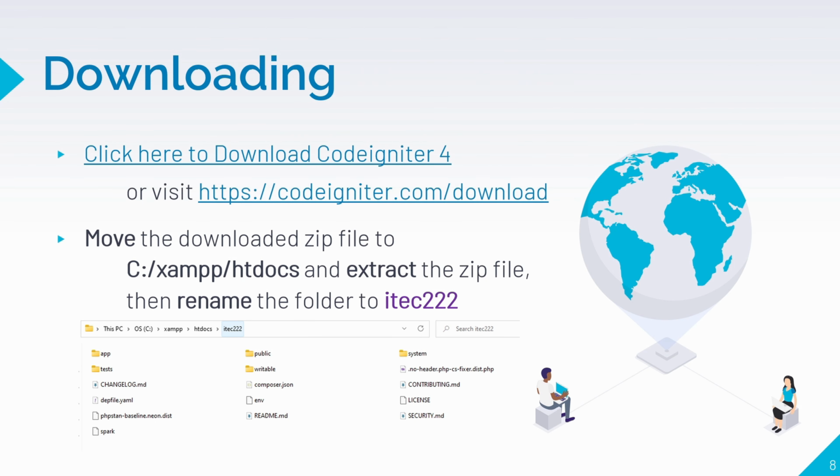So now let's download CodeIgniter 4. We can then download CodeIgniter 4 by visiting codeigniter.com/download. Then, after downloading, you have to move the downloaded zip file to our htdocs folder, then extract that zip file, then lastly, rename the folder to itech222.